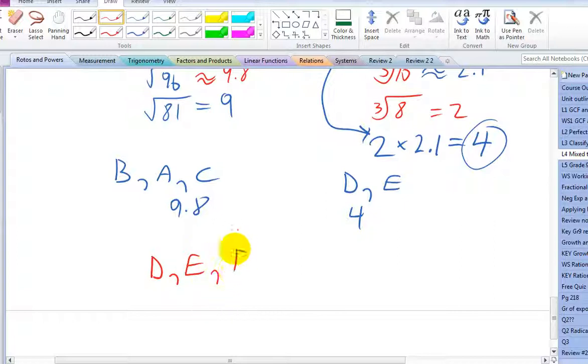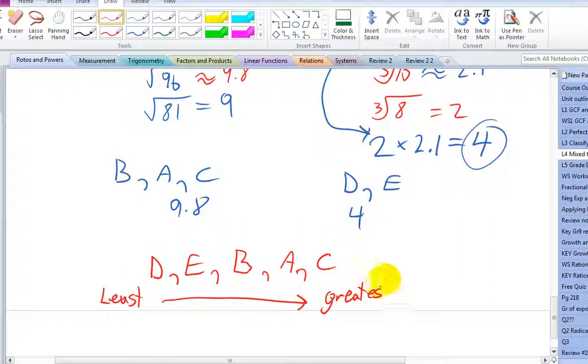Least to greatest. And we actually call that ascending order. It's going up. Ascending order. D, E, B, A, C.